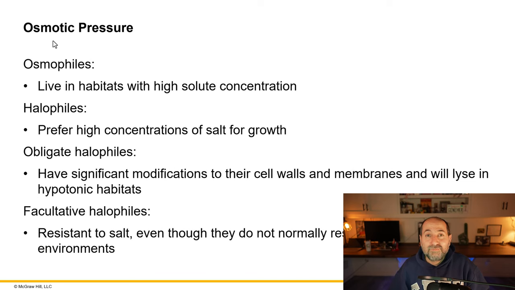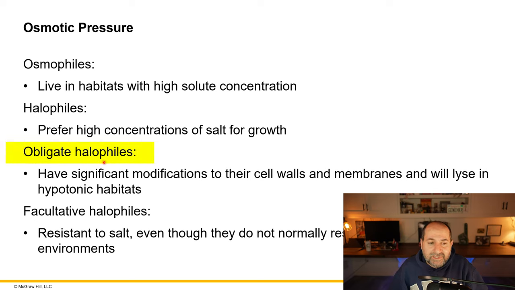Moving on to our next environmental condition, osmotic pressure. These typically refer to hypertonic conditions, environments with high solute concentration, for instance, high salt concentration. In fact, osmophiles are organisms that prefer to live in habitats with high solute concentration. Halophiles, as we've discussed before, these are organisms that prefer high concentration of salt for growth.